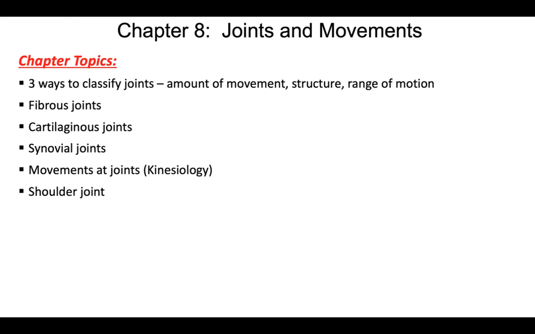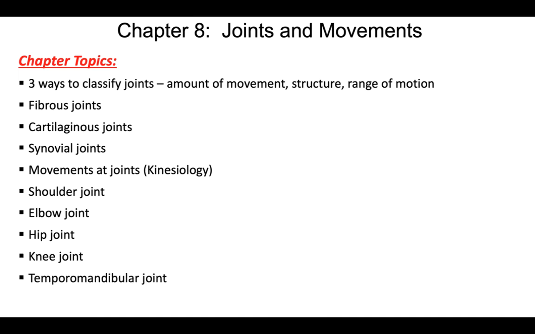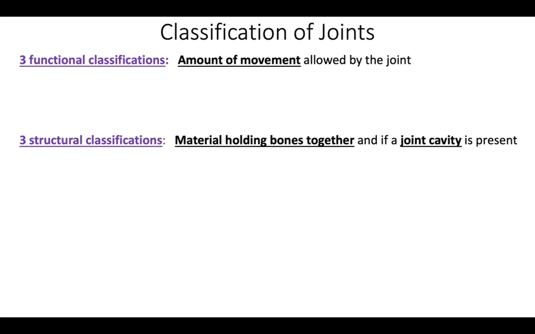Then we're going to look at 5 joints in detail. We're going to look at the shoulder joint, the elbow joint, the hip joint, the knee joint, and then finally the TMJ, or temporomandibular joint. Okay, so let's begin by looking at classifications.